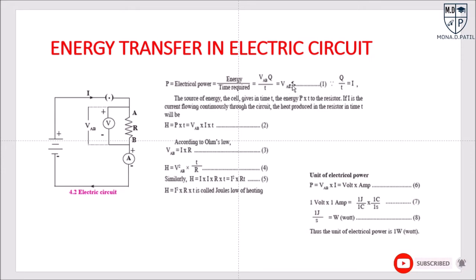Why are A and B given here? Because A and B are the ends of the conductor, from which the flow of electrons will be carried out. So this is the first equation.